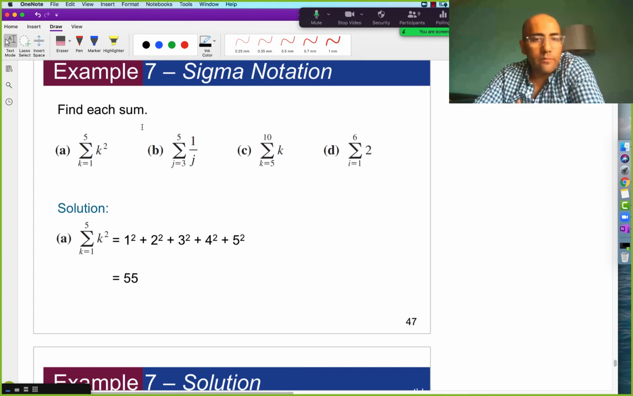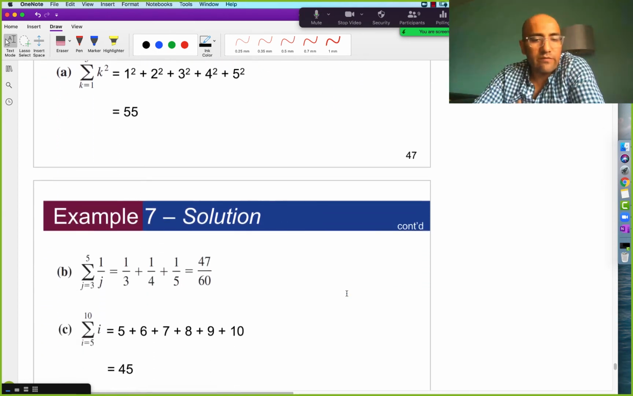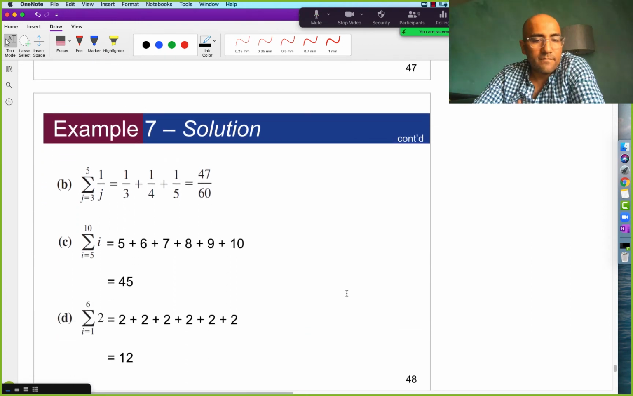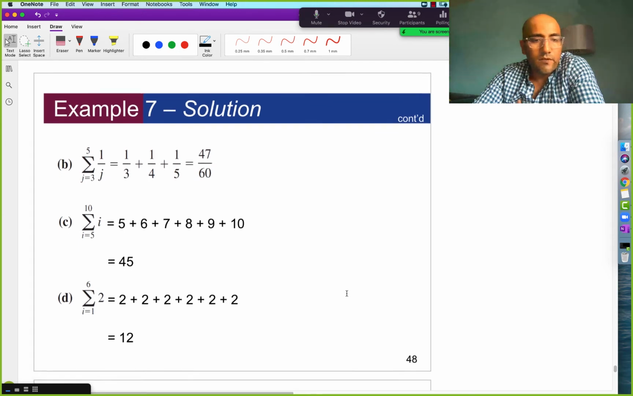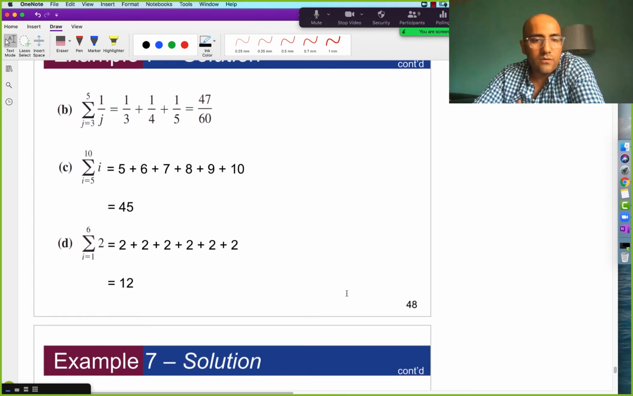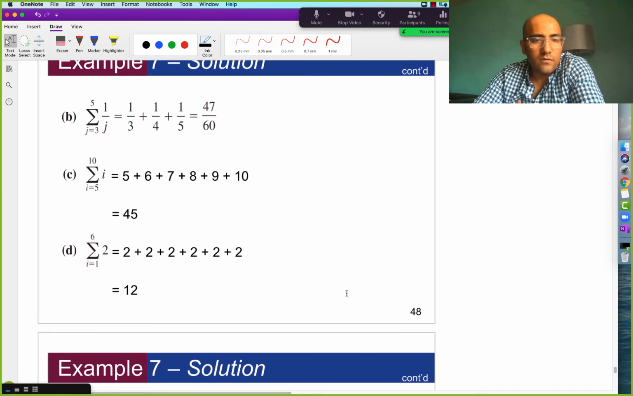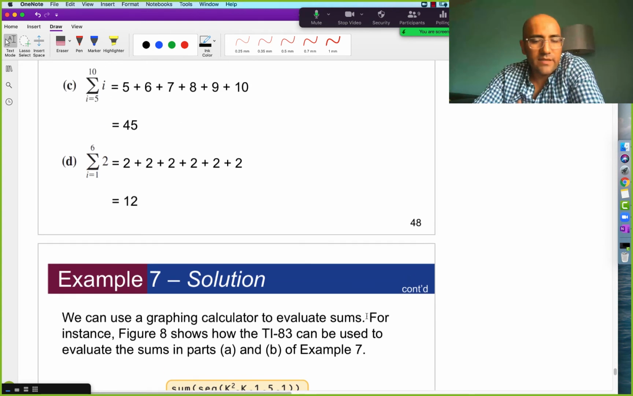And then for B, we start off at 3, so it's going to be 1/3 plus 1/4 plus 1/5. And here's C and here's D. Good. Okay, graphing calculators for this, I don't worry about that.